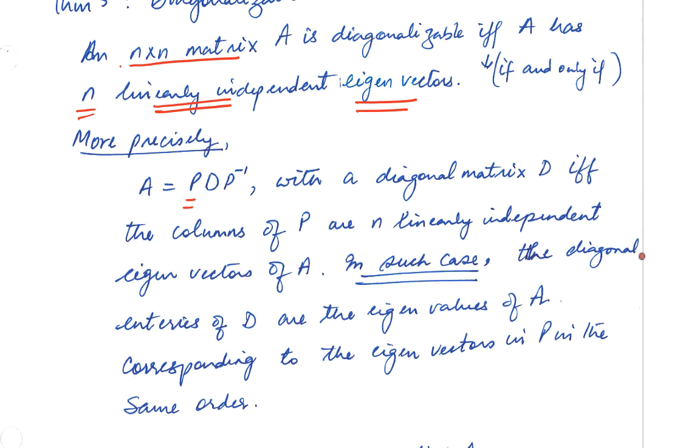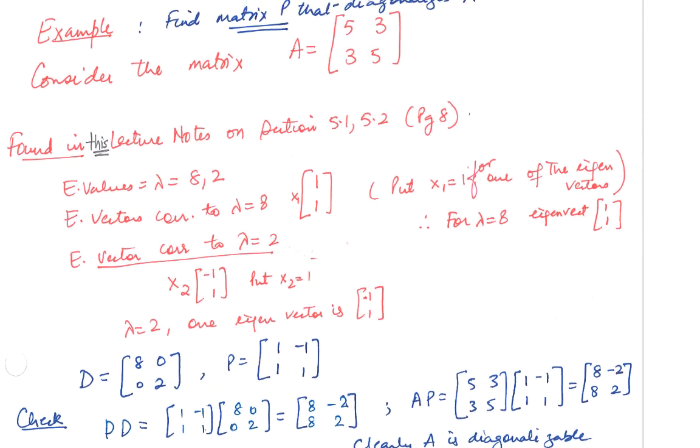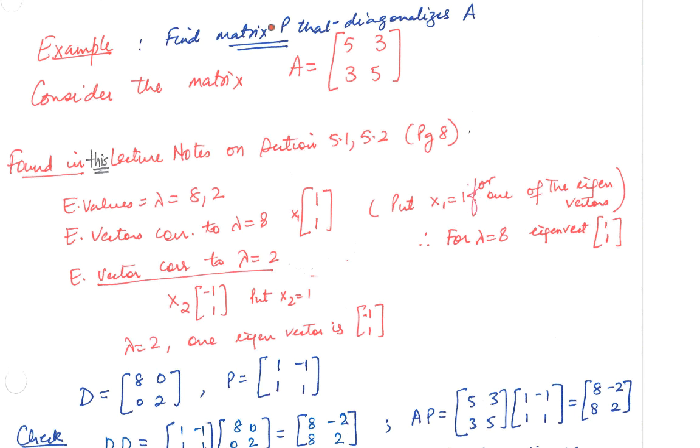Okay, so let's start with an example. We want to find a matrix P that diagonalizes A. I'm going to go back to our notes, which I have done earlier, and that's where I'm getting all the material from. We had this matrix. I did an example with this matrix and the characteristic equation in section 5.2, and it's also given in detail on page 8 of the lecture notes, which have been posted, guys.